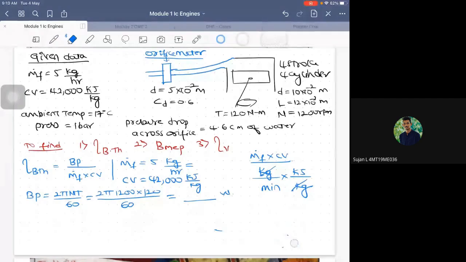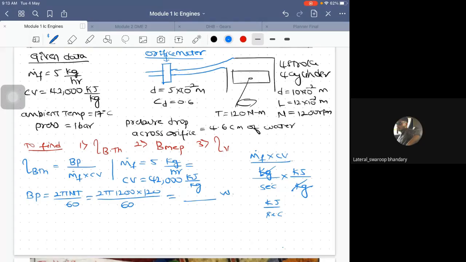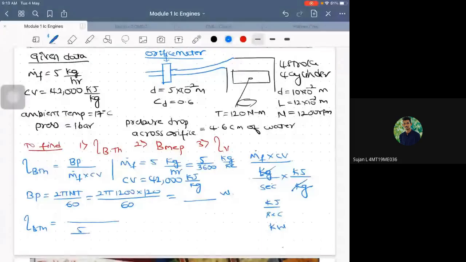Okay. So here I will substitute the MF value in kg per second. Then kg and kg cancel, so what remains? Kilojoule per second remains. What is joules per second, Sujan? Watt. So it is kilowatt. So above also kilowatt, below also kilowatt, then you can cancel and calculate your efficiency, correct? So yes, I would have to do my MF dot in kilograms per second, so I would divide it by 3600. Once you calculate your BP, then calculate your brake thermal efficiency. That is BP divided by 5 divided by 3600 cross 42,000 into 100.